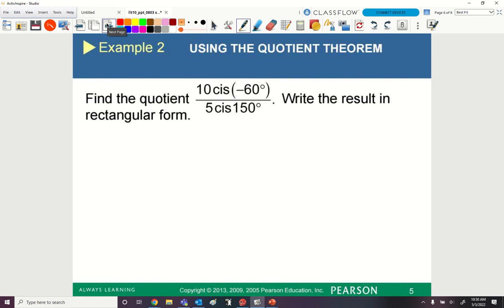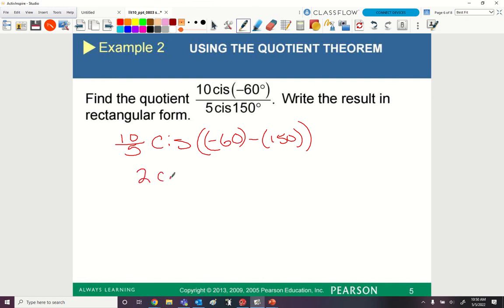So let's go ahead and write it in the form. I'm still doing this in polar form. It's going to start with 10 over 5, and then cis of my top angle, which is -60, minus my bottom one, which is 150. Let me put it in parentheses so you can see that. I have a negative and I'm subtracting another positive, so that gives me a bigger negative. So 10 divided by 5 is 2 cis of those subtracted, which is negative 210.